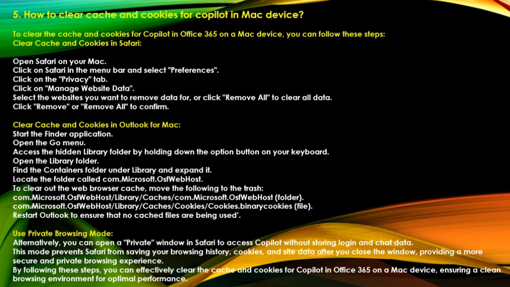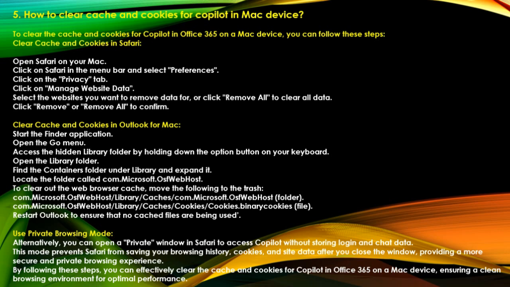Clear cache and cookies in Outlook for Mac. Start the Finder application. Open the Go menu. Access the hidden Library folder by holding down the Option button on your keyboard. Open the Library folder. Find the Containers folder under Library and expand it. Locate the folder called com.microsoft.osfwebhost to clear out the web browser cache. Move the following to the trash. Restart Outlook to ensure that no cached files are being used.